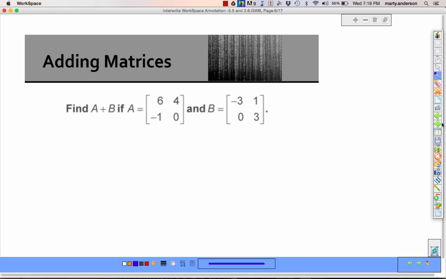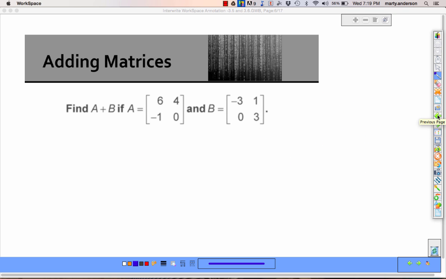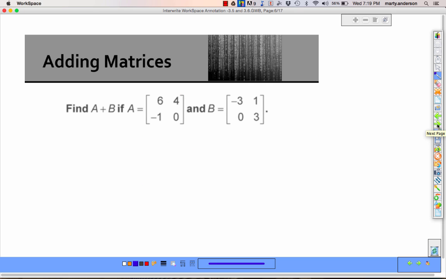Another example here. This is the same one, isn't it? Did I do the same one twice? 6, 4, negative 1, 0. And negative 3, 1, 0, 3. I must have copied the wrong one over.